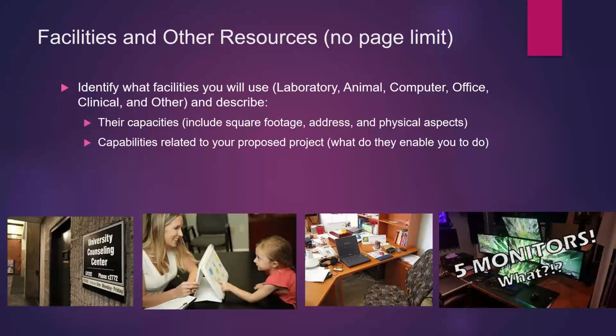Their capabilities related to your proposed project. So what do they enable you to do? Their relative proximity to each other, and the extent of availability to your project. So for example, if your project involves neuropsych testing at a clinic, you describe the space available to you at the clinic, including the square footage and particular room information and how many hours a week you'll have access to that room. Reviewers need that info.